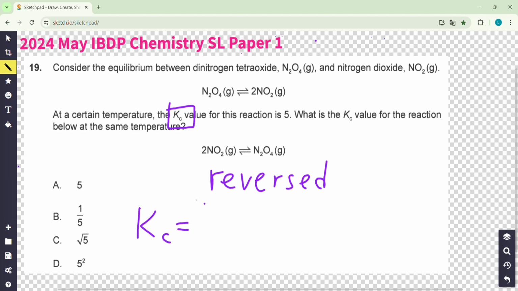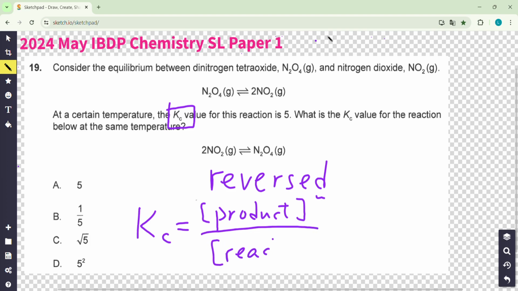Kc is the products' concentration with the index over the reactants'. Okay, but now before, these numbers is 5. Now for the reverse process means, right, products and reactants are reversed.